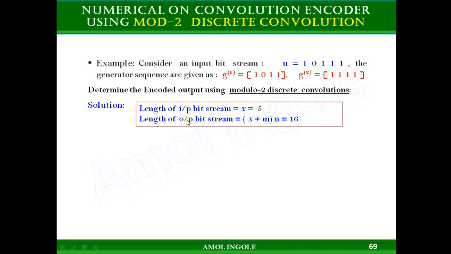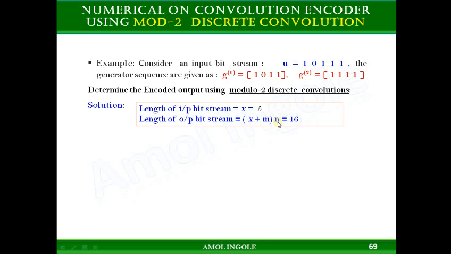The length of the output bit stream can be obtained using this equation, which is N times X plus M, where M stands for number of memory units. You can see here in the generator sequence, it has got 4 bits. That means length of the memory unit will be 1 less. So 4 minus 1, that is 3. So it will have 3 memory units. So M will be 3.